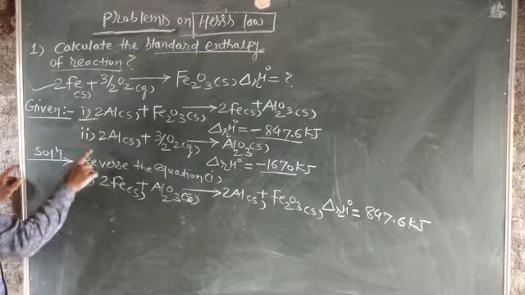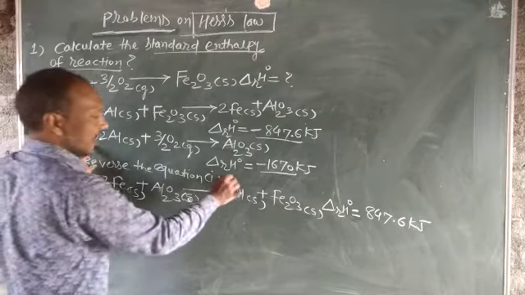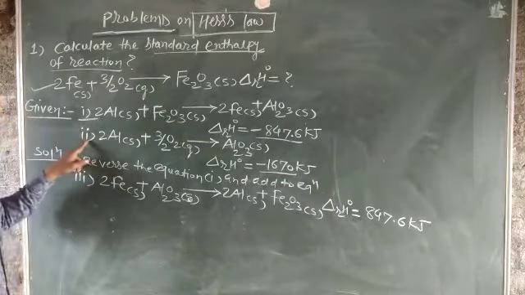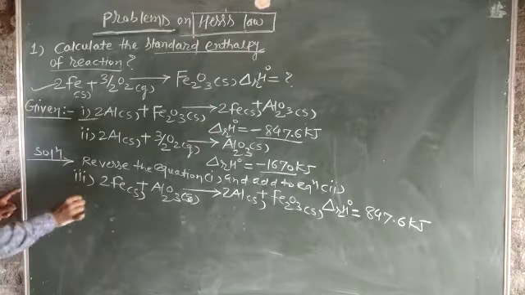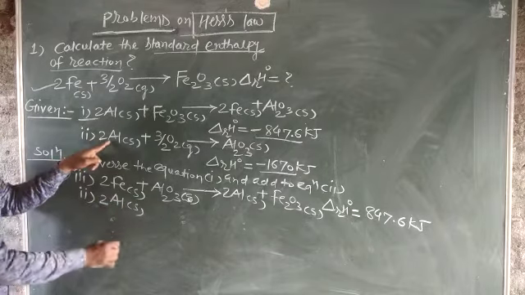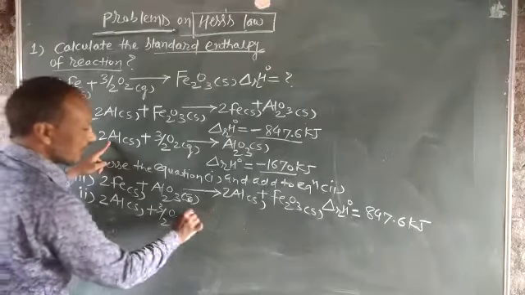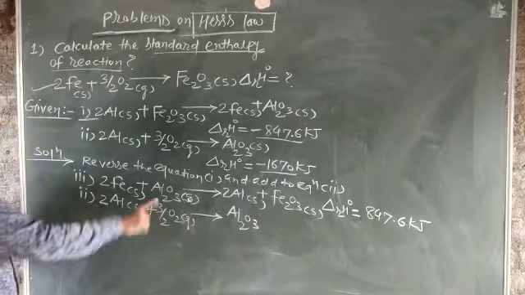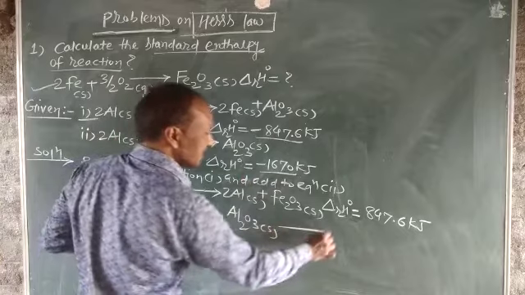Okay. Then add to equation number 2. If we add it to equation number 2, then Al2O3 will be cancelled. इक्वेशन नंबर 2 ला ऍड करूत आपण. आता इक्वेशन नंबर 2 as it is we are writing. What is equation number 2? 2Al solid plus 3/2O2 gas. What it forms now? It forms Al2O3. This Al2O3 will be cancelled. Al2O3 solid.